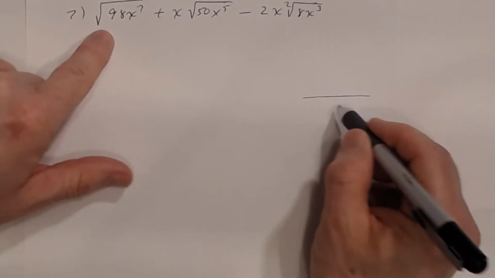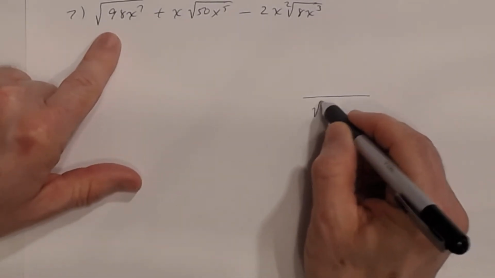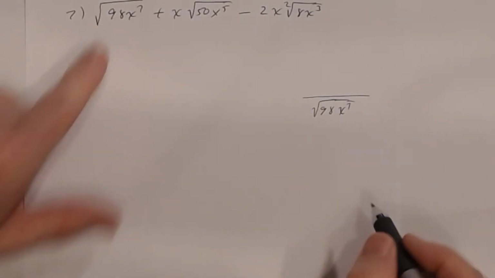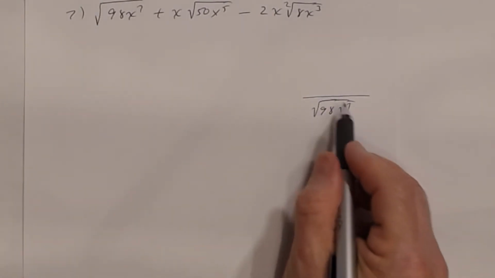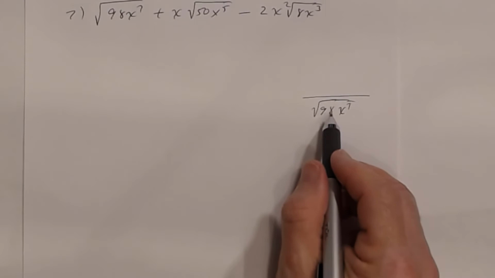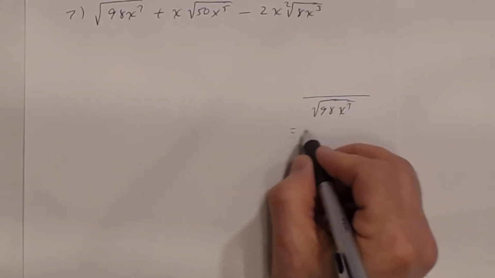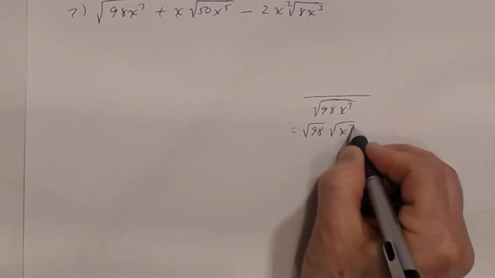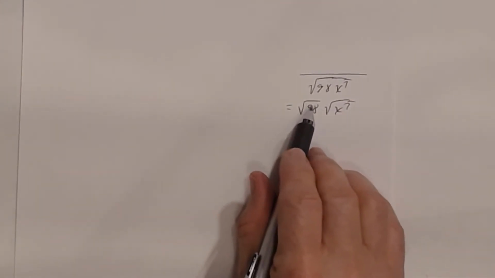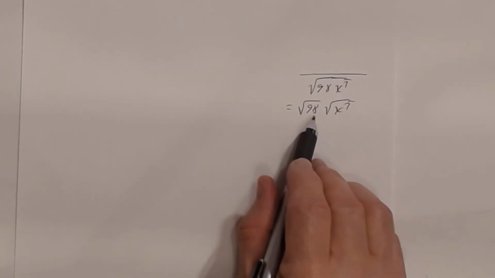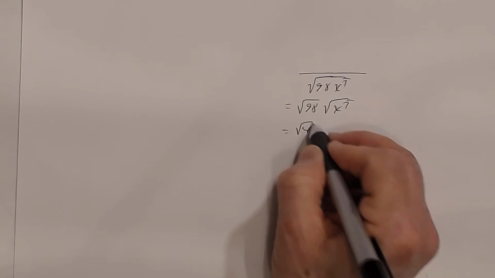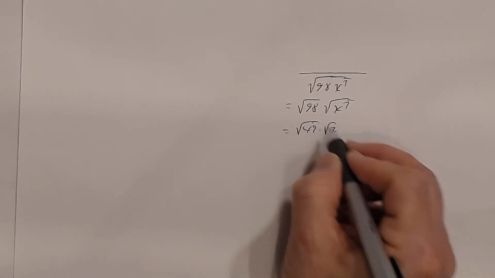So let's look at the first one, square root of 98x to the 7th. So let's remember how we did this previously. We used the product rule, so I wrote this as the square root of 98 times the square root of x to the 7. Remember that? And then you ask yourself, what's the largest perfect square that goes into 98? And that's 49. So that's the square root of 49 times 2, isn't it? 49 times 2 is 98.